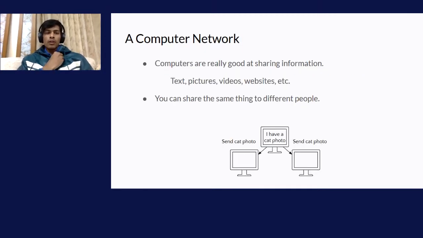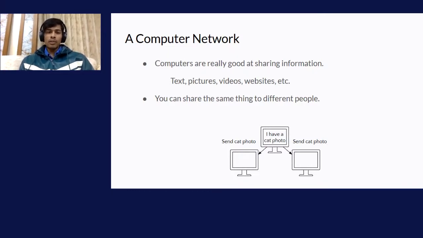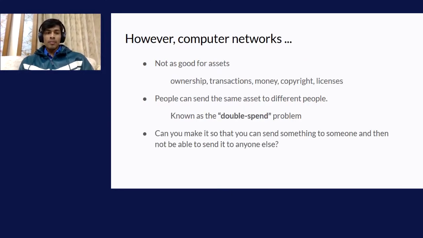So, what is a computer network? Computers are really good at sharing information, and that information means text, pictures, videos, websites, etc. You can share the same thing to different people, right? And this is what a computer network is very good at. But what a computer network is not good at is ownership of assets, right? Transactions, money, because if you have an open computer network and if it's made for just sharing content, right? How do you share money on it? How do you transact on it?